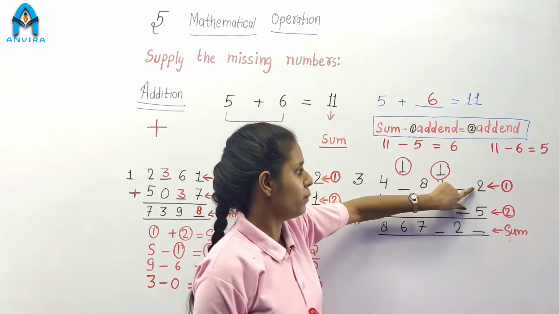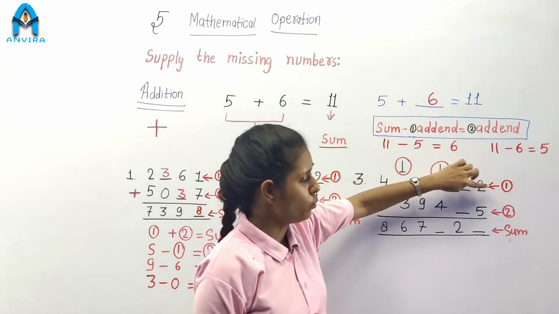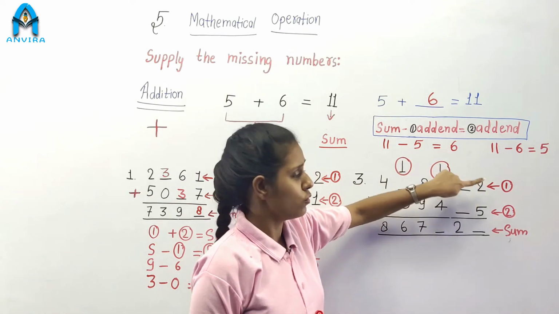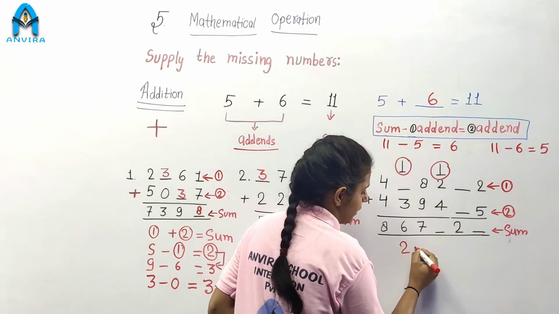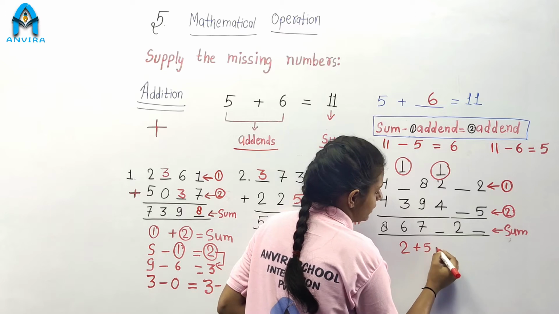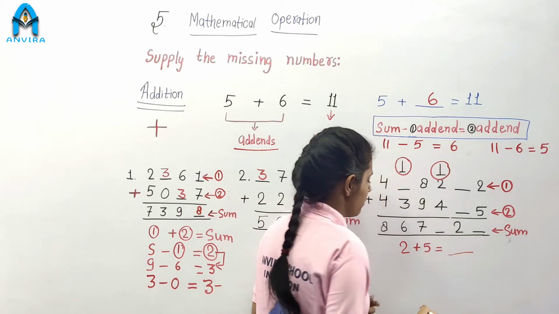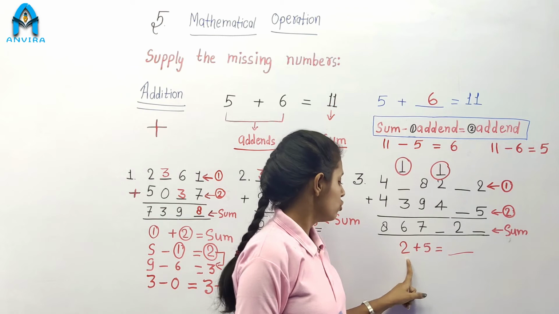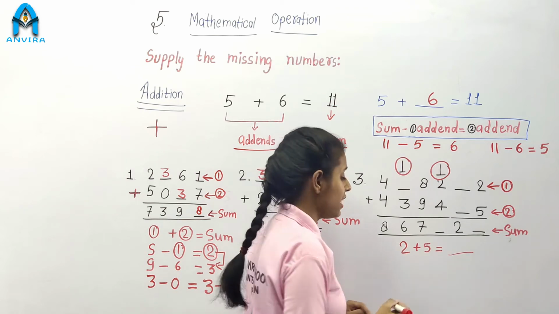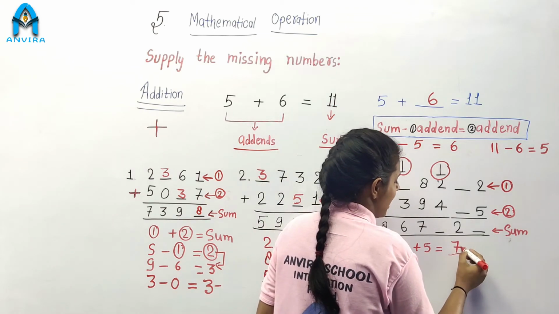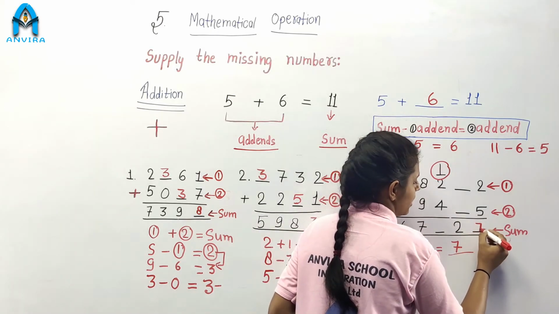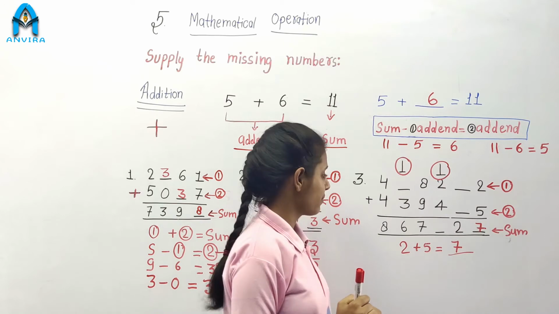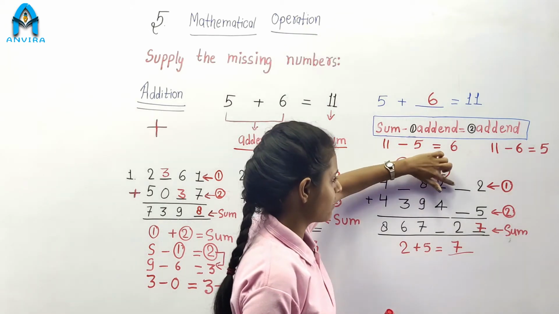So let's start with here. 2, 5. First addend and second addend. So first addend plus second addend is equal to sum. So 2 plus 5 is equal to 7. So 2 plus 5 is 7. So our answer is 7. Let's go to the next.